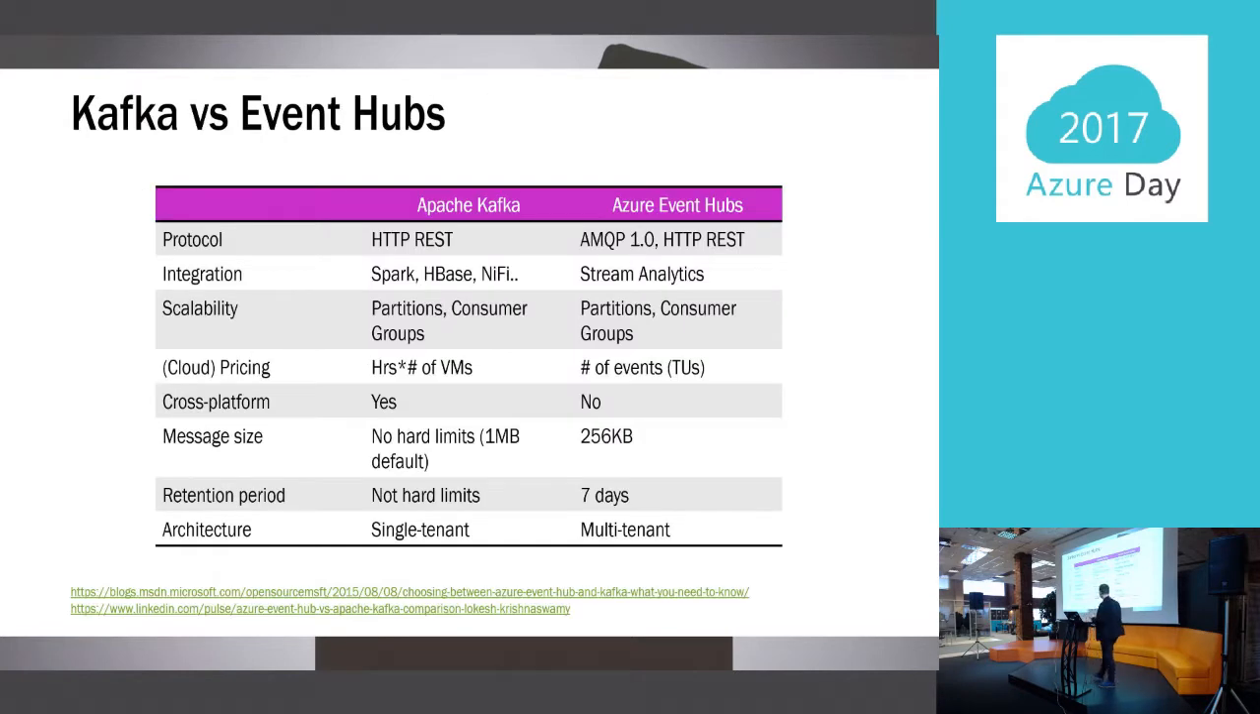So I also mentioned event hubs, and it's good to somehow compare those two services. So first of all, when it comes to protocols, both of them support HTTP REST. Event Hub also includes AMQP, which is definitely relevant if you're doing any IoT systems, even though we've got also IoT Hub as well, so you should remember about it as well.